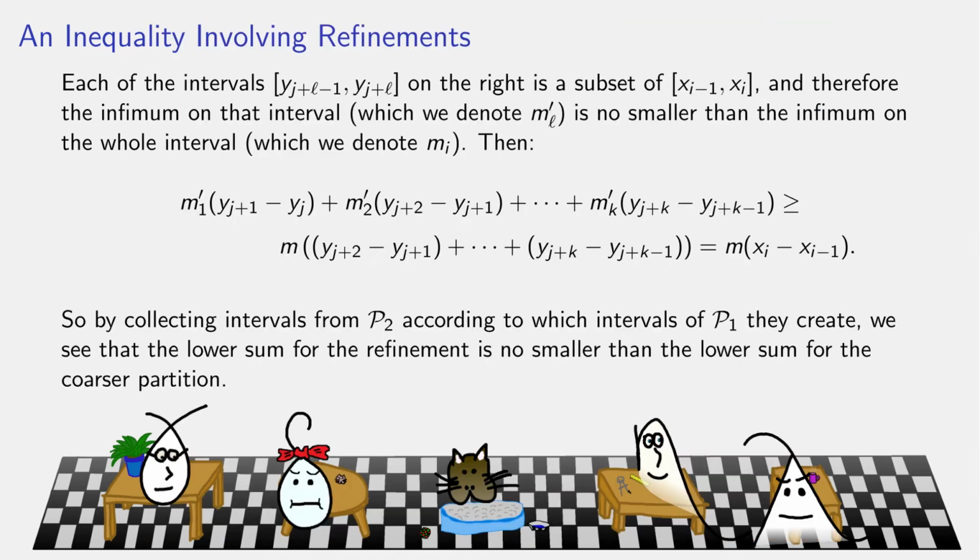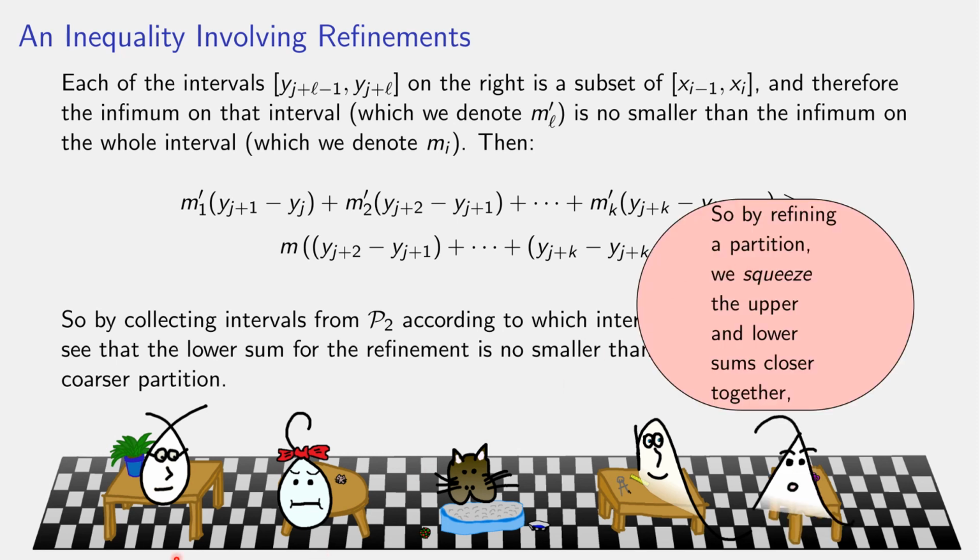So if I collect the intervals from the refinement and group them according to which intervals of the coarser partition they make up, and I add up accordingly, I get that the lower sum for the refinement must be bigger than or equal to the lower sum for the original. And that's exactly what we had set out to prove.